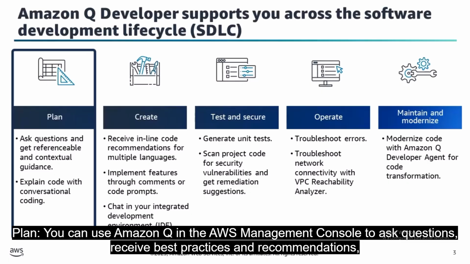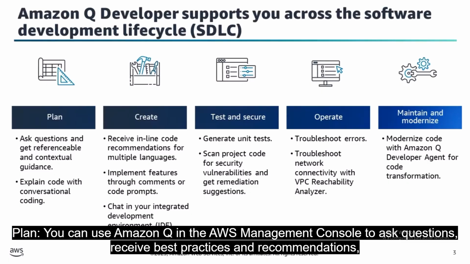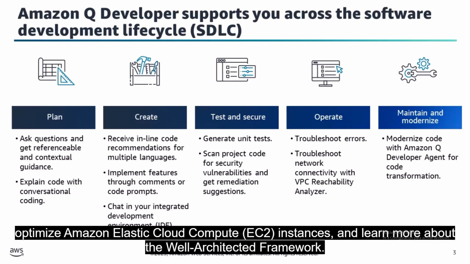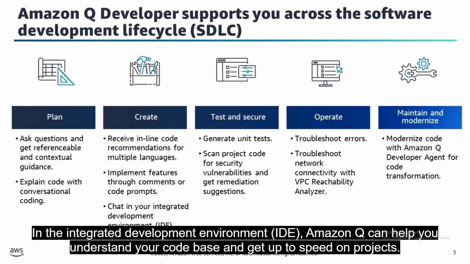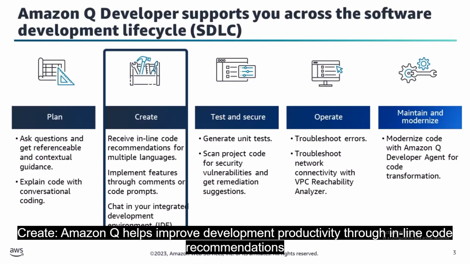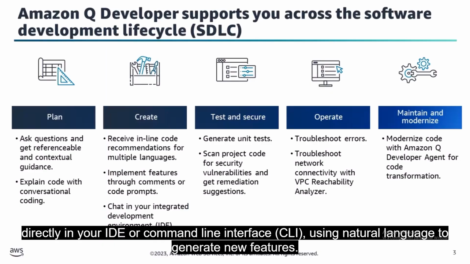Plan. You can use Amazon Q in the AWS Management Console to ask questions, receive best practices and recommendations, optimize Amazon Elastic Compute Cloud, EC2, instances, and learn more about the well-architected framework. In the Integrated Development Environment, IDE, Amazon Q can help you understand your code base and get up to speed on projects. Create. Amazon Q helps improve development productivity through inline code recommendations directly in your IDE or command line interface, CLI, using natural language to generate new features.